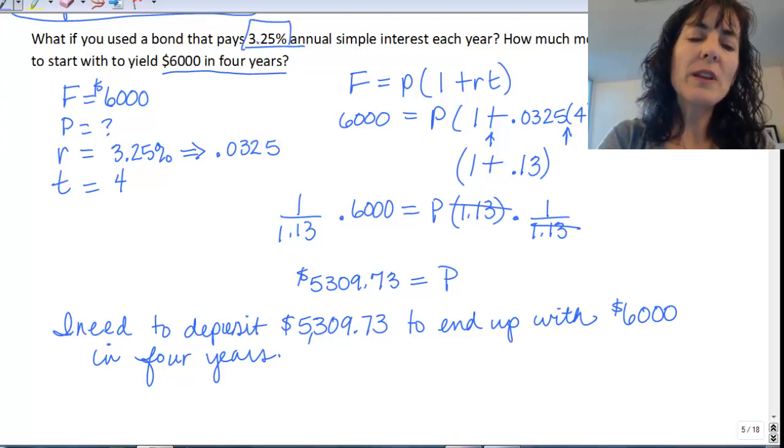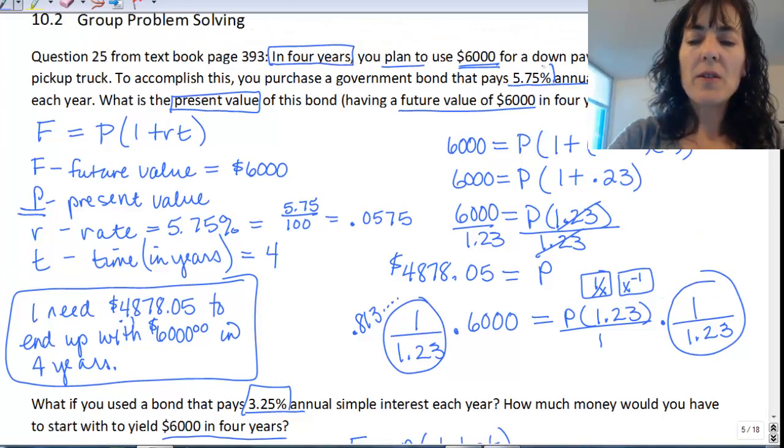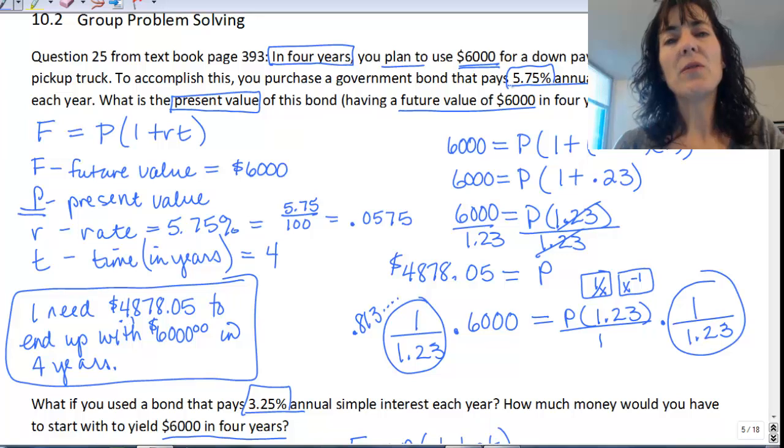And the only thing that changed was that interest rate. So 3.25 versus that 5.75. So a big difference in the amount of interest you earn based on what the interest rate is.